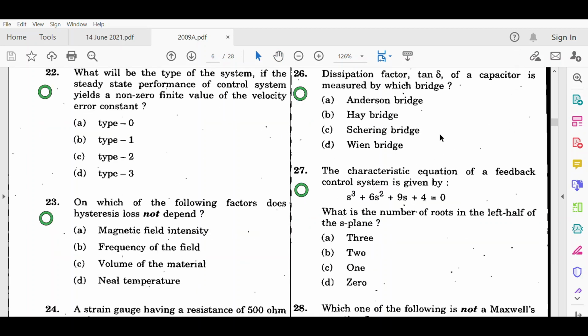Let us now move on to the 27th question. The characteristic equation of a feedback control system is given by s cubed plus 6s squared plus 9s plus 4. What is the number of roots in the left half of S plane? They have given us 4 options ranging from 0 to 3. Let us now try to solve this question.